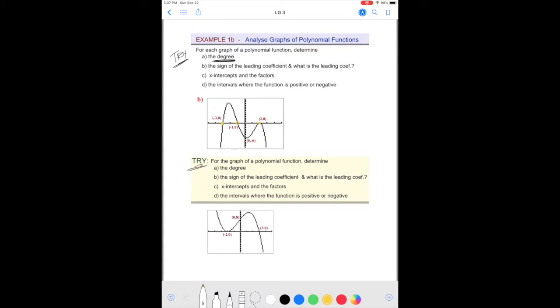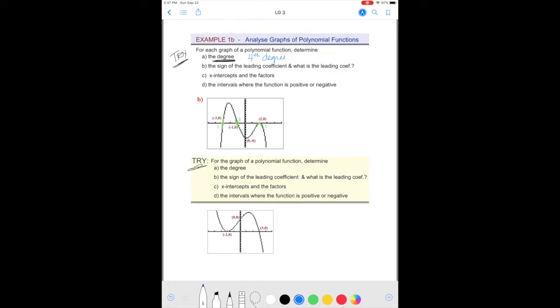So if I look at the multiplicity, this first one is a 1, because it's going straight through. This one is a 1, it's going straight through. But this one curves, hits it, and comes back down. That's a multiplicity of 2. So the answer to this question up here is a 4th degree.